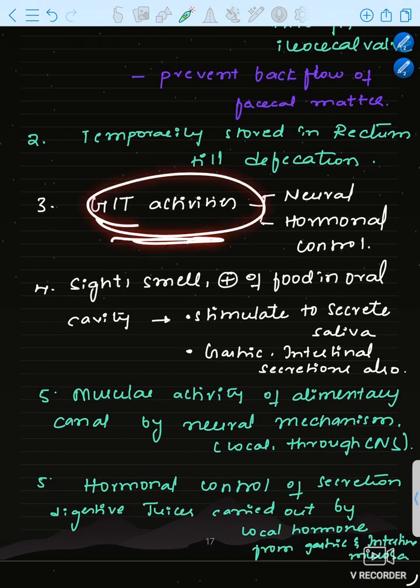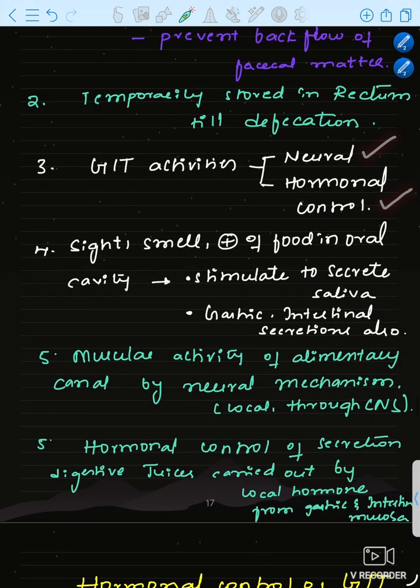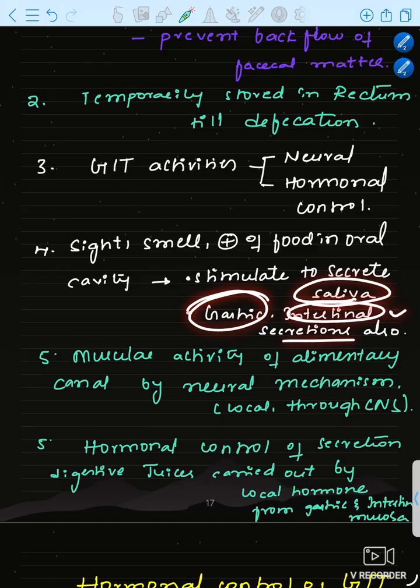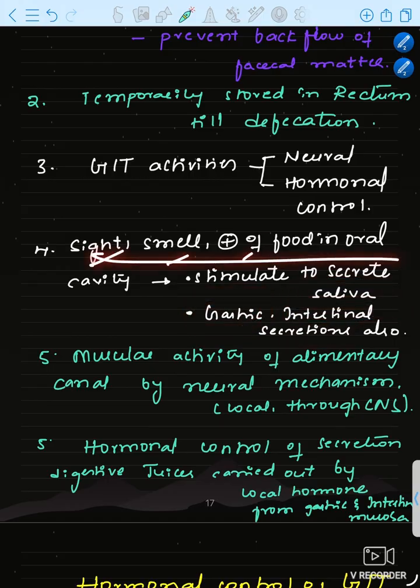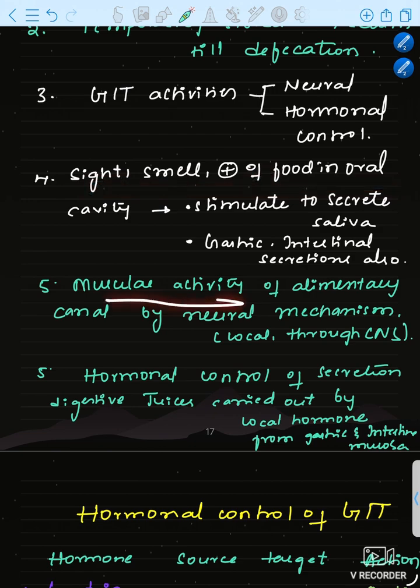GIT activities, all the churning, are under neural control and hormonal control. Sight of the food, smell of the food, or presence of the food in the oral cavity will of course make saliva secrete. Gastric juices and intestinal juices also will be secreted just by this sight, smell and presence. Muscular activity of the alimentary canal, churning movement, peristalsis, deglutition, is all controlled by neural mechanism through local nerves or CNS.